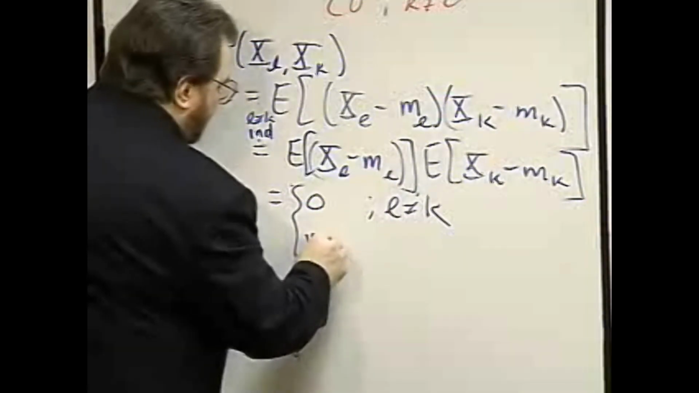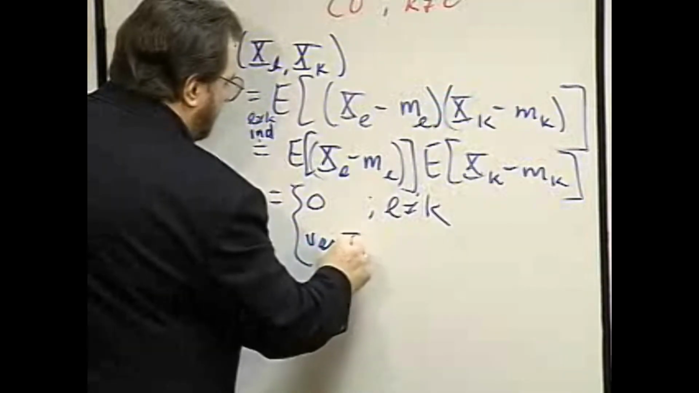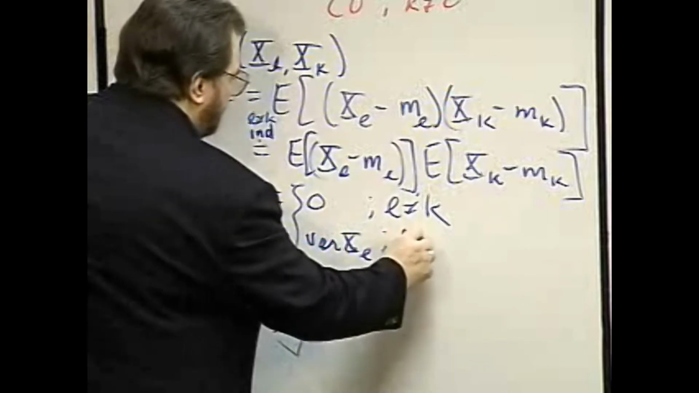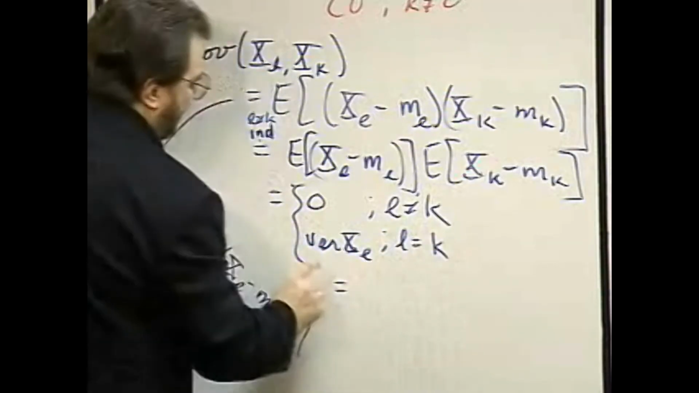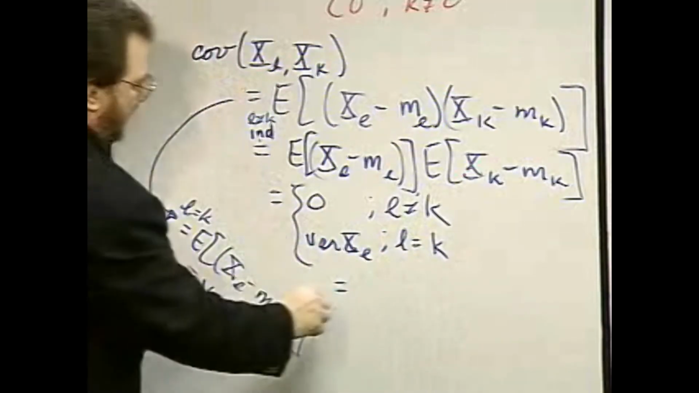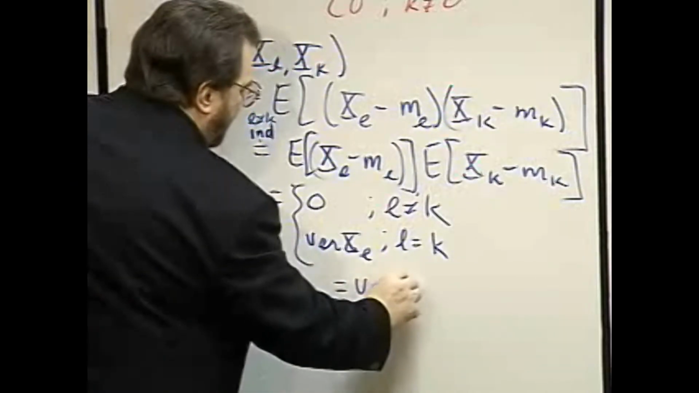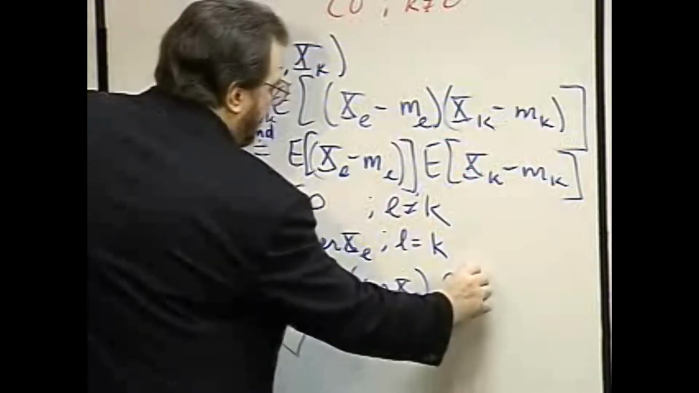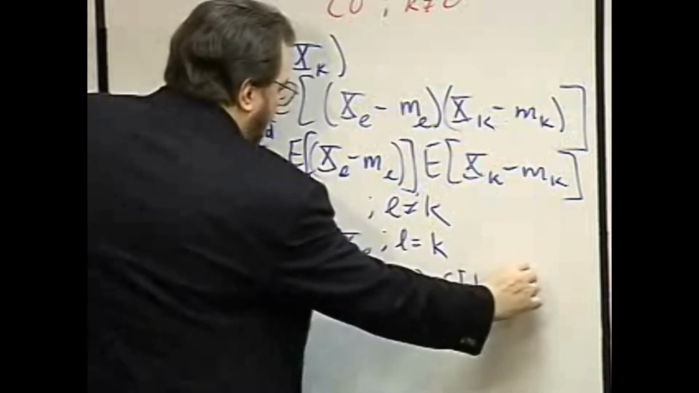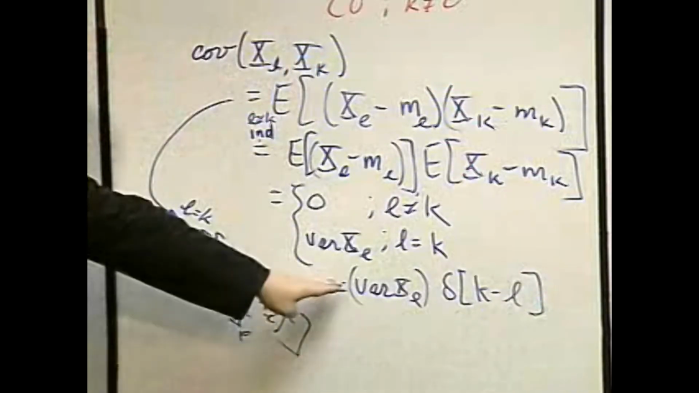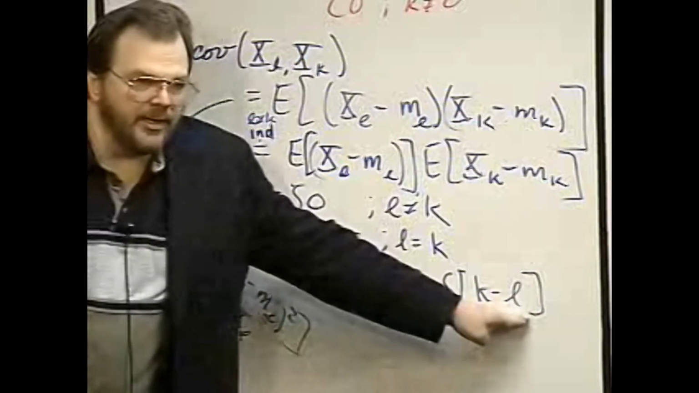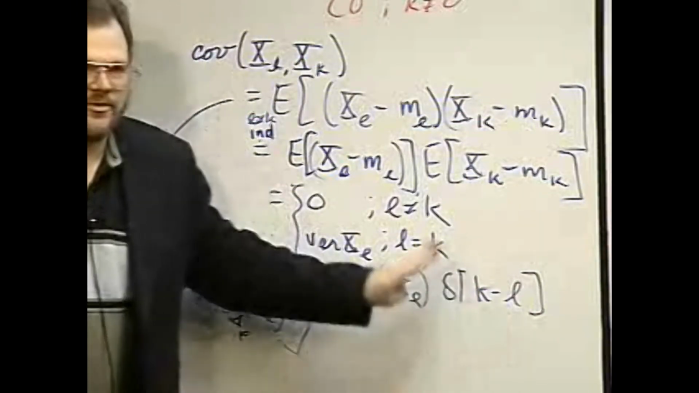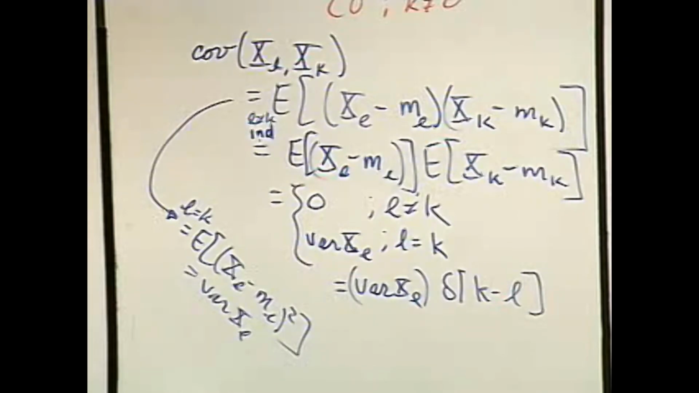So we have this expression. And you'll notice this expression can be written in terms of this Kronecker delta as the variance of XL times delta of K minus L. In other words, it's equal to the variance of XL when K is equal to L. It is equal to 0 otherwise. It's a nice compact notation for writing this. Okay?